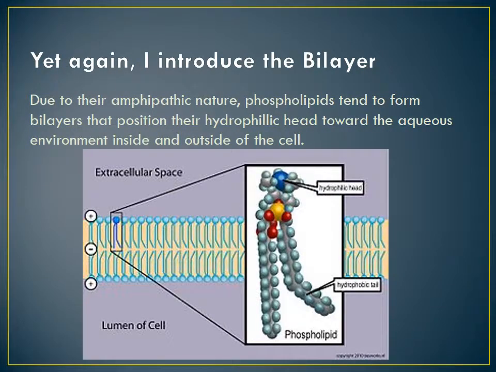So we've seen this picture several times. It all comes down to the amphipathic nature of the phospholipid. What does it mean to be amphipathic? You have polar sides and nonpolar. You both love and hate water at the same time. The polar head is going to orient toward water, the nonpolar tail away from it. This leads to the formation of micelles. It also leads to the formation of bilayers automatically without any energy being expended.